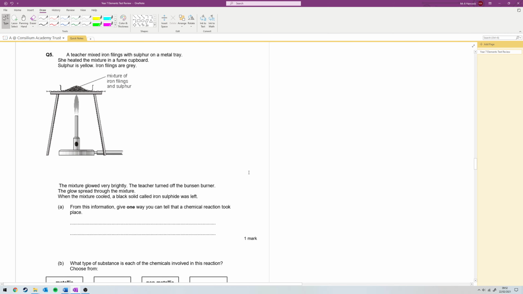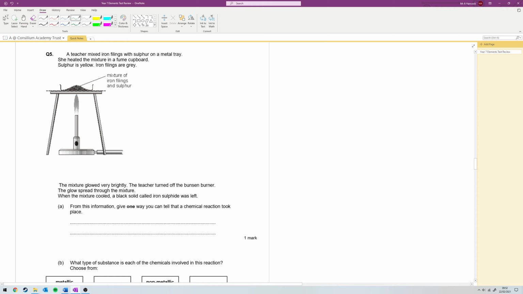Okay, question 5. A teacher mixed iron filings with sulfur on a tray. She heated the mixture in a fume cupboard. Sulfur is yellow, iron filings are grey. So give one way that you can tell this chemical reaction took place. Well, let's have a look.